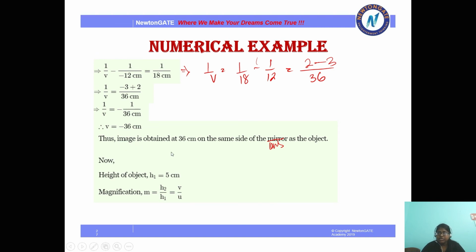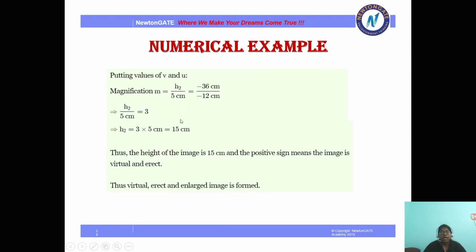Okay. So the image that is obtained is 36 centimeter on the same side of the lens as the object. And now let us find out the height of the image. Height of the object is given as h1 equal to 5 centimeter. Now the magnification formula, as we have learned, is h2 by h1 equal to v by u. V by u means image distance divided by object distance. So I am putting all the values, 5, minus 36 and minus 12. Also remember, whenever you are using v or u, use them with signs. If it is positive, put positive. If it is negative, put negative. But do not omit the signs. In that case, you will be getting wrong values.